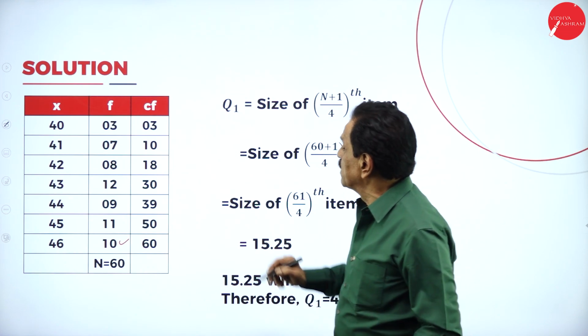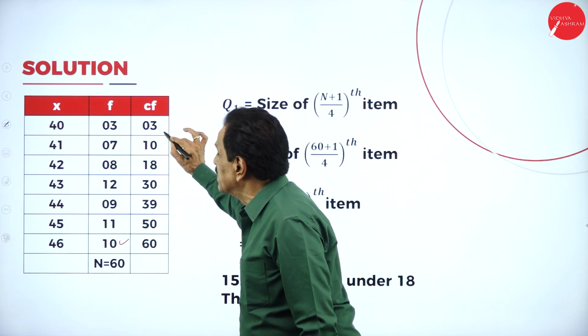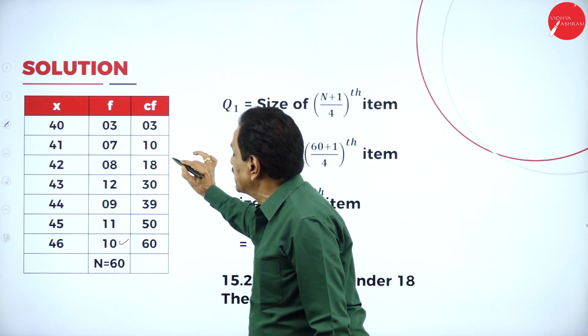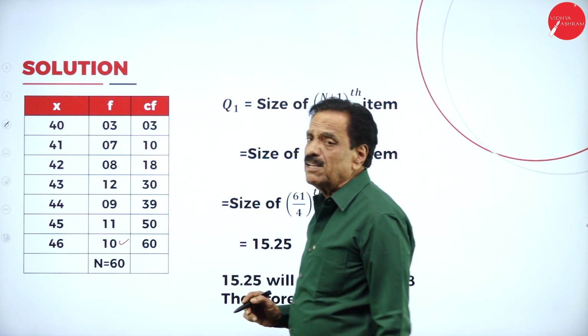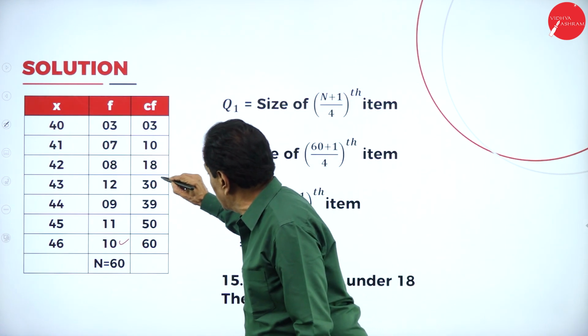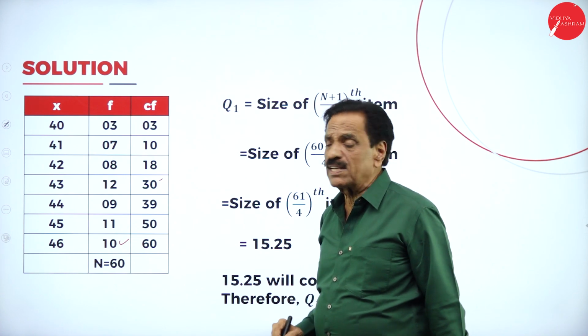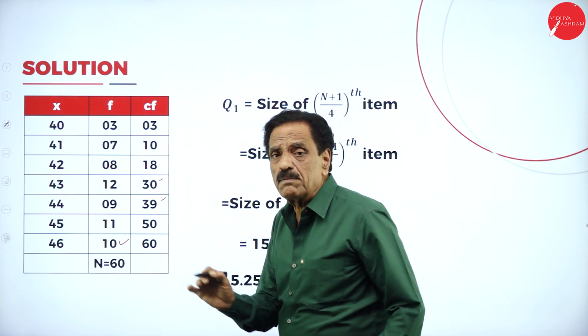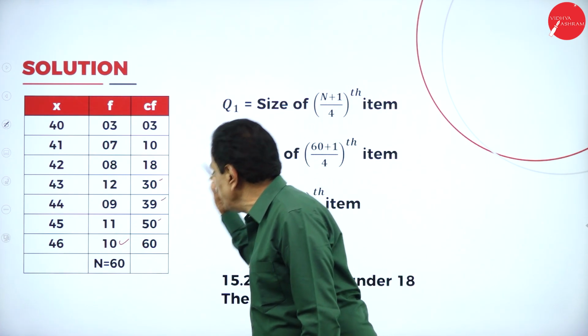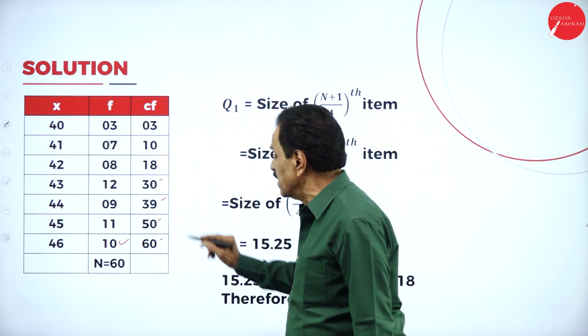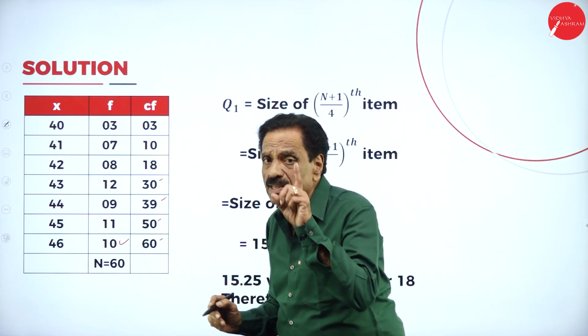Make the CF. See, what is the first number? 3. 3 plus 7 is 10. 10 plus 8 is 18. 18 plus 12 is 30. 30 plus 9 is 39. 39 plus 11 is 50. 50 plus 10 is 60. This and this number should be one and the same.